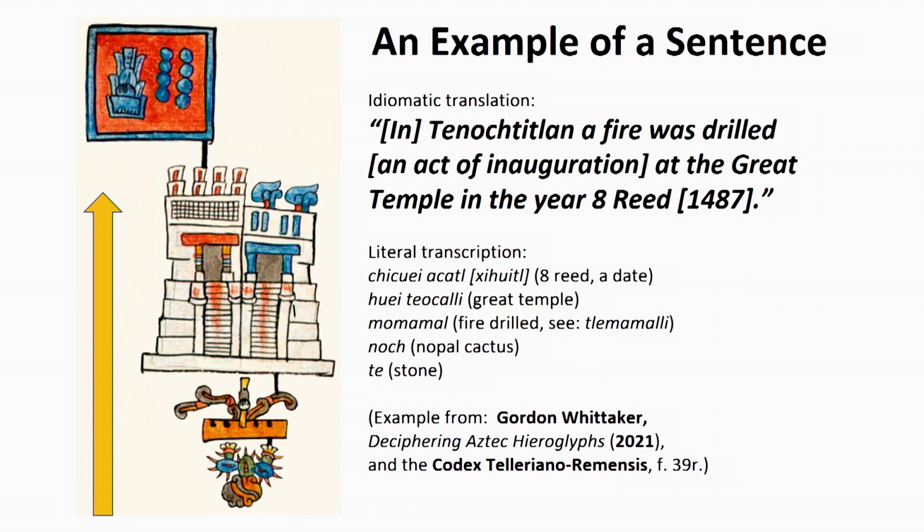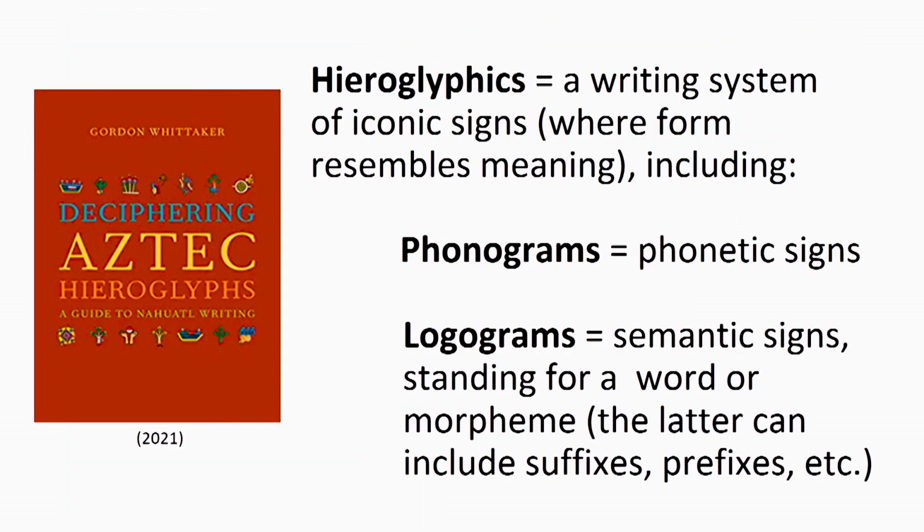And then the date that this happened, the inauguration of the Great Temple, took place in 8 reeds. So that upper left corner there has the date, the reed symbol, and 8 ones, and that was 1487. So this is a historical account of an important date in Mexican history. Here's the book I was mentioning that I highly recommend. This is where Gordon Whitaker, I think, makes a really strong case for this being a hieroglyphic writing system with iconic signs that are both phonograms and logograms. So phonograms, of course, have this phonetic aspect to them that I will be explaining in some examples here.